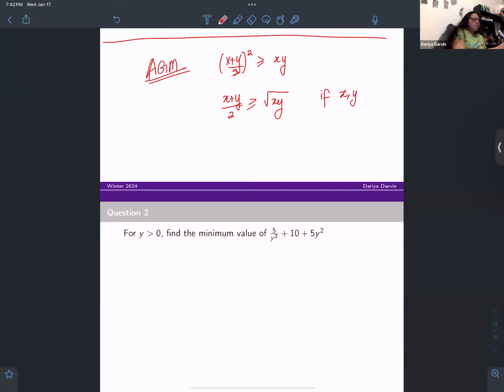The second one might be more helpful, but you can only use it if you know both of them are positive. If you don't know if they're both positive, don't use the second one. The first one you can always use. The second one only if you know they're positive.